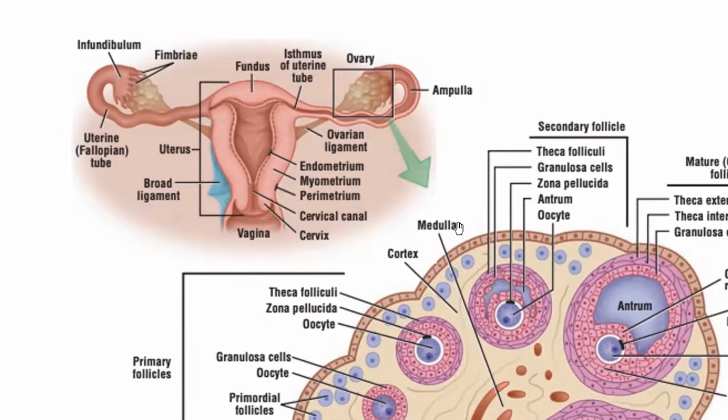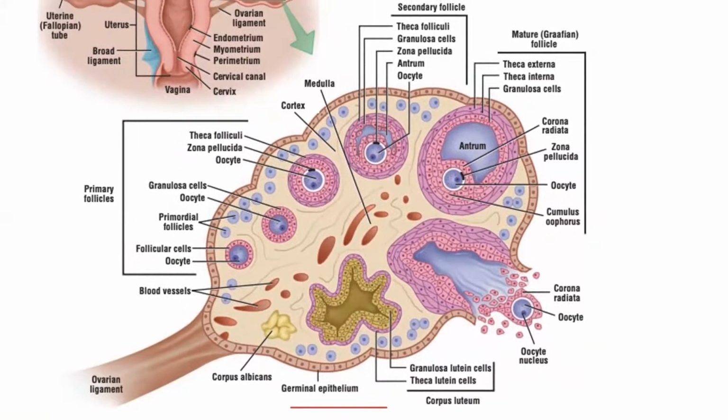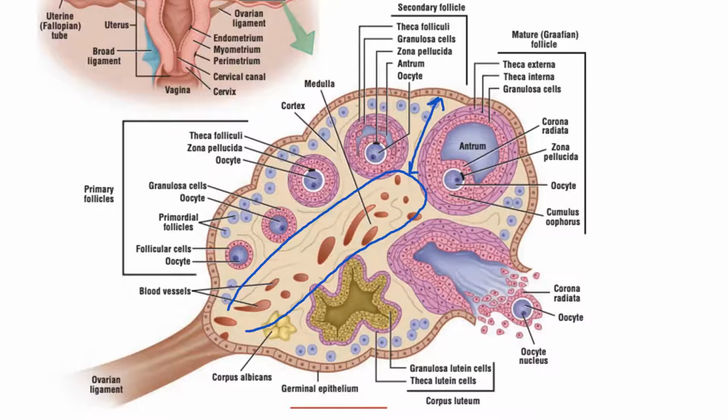Now, I want to talk specifically about the ovary. In this picture, you can see the ovary. The ovary has two important regions. One region is located outside, we call it cortex, and one region is located inside, and we call it medulla. In the cortex, we have ovarian follicles in different stages of development. And in the medulla, we have connective tissue and blood vessels.